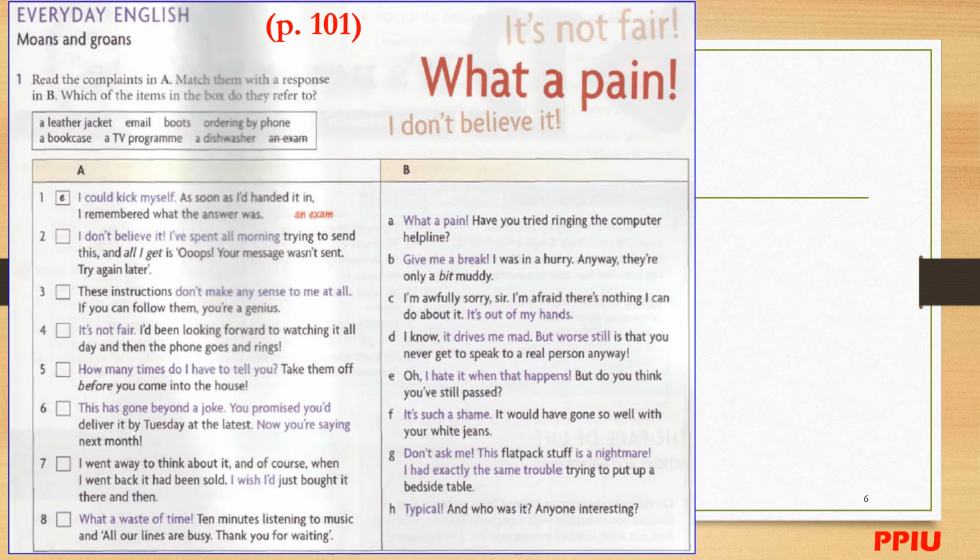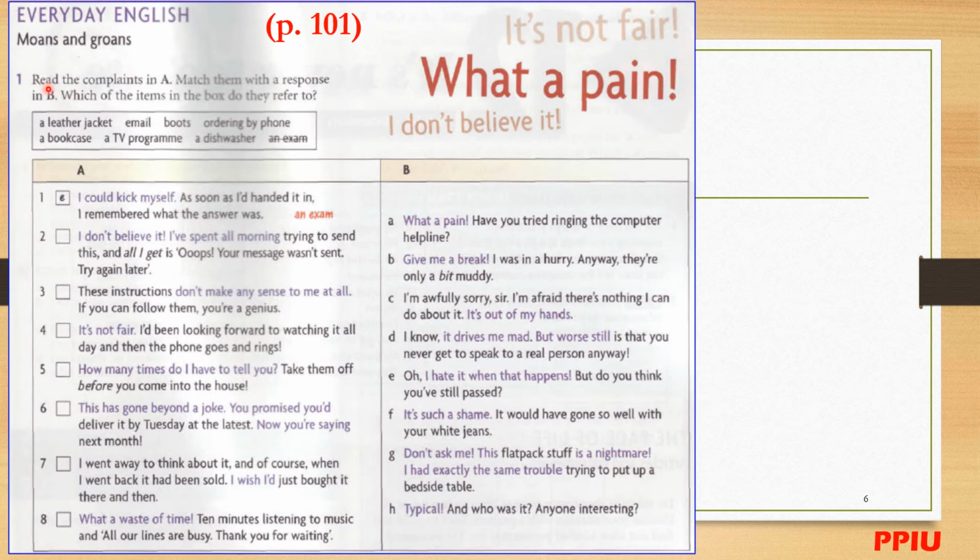Just talk about everyday English, about moans and groans. Okay, moaning or groaning. Moan is like a shout, a voice, or complaining, or panting. Groan is all the same there, right? So please open your textbook on page 101 and start doing the exercise together.